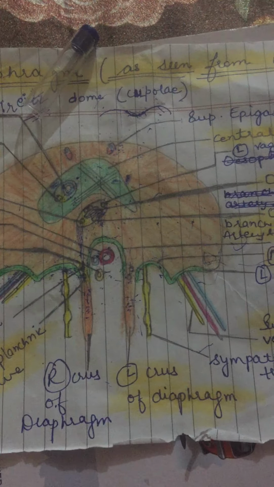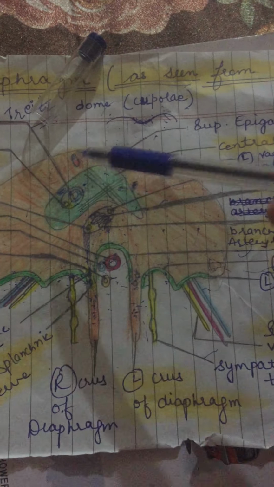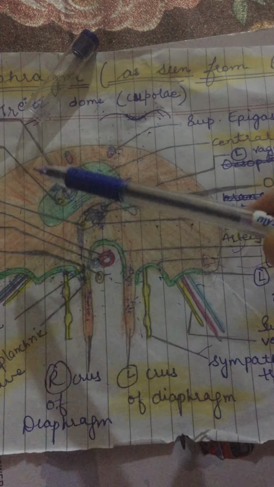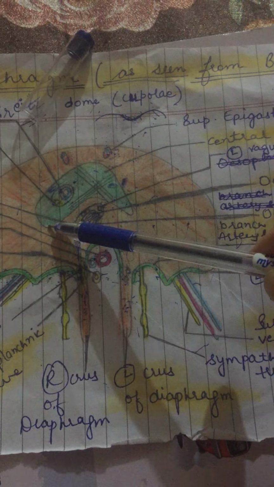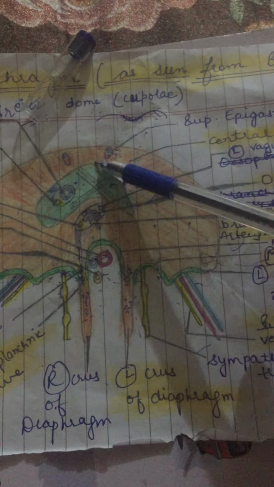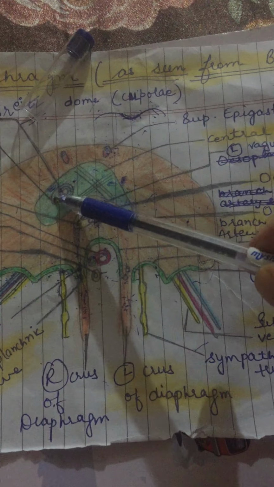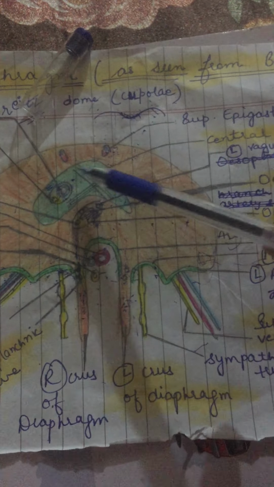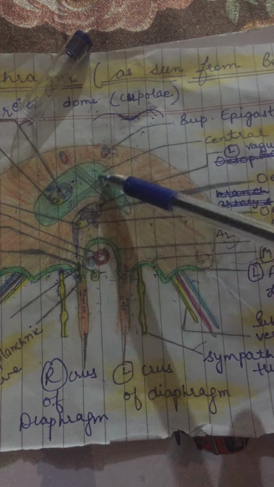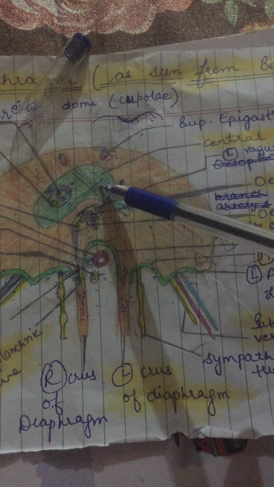At the junction of the median and the right leaflets, it presents a vena cava opening, right? This is the right leaflet. At the junction of the median and the right leaflet, we have the vena cava opening. And to the left of this opening, we have these fibers, decussation of the diagonal bands, right?